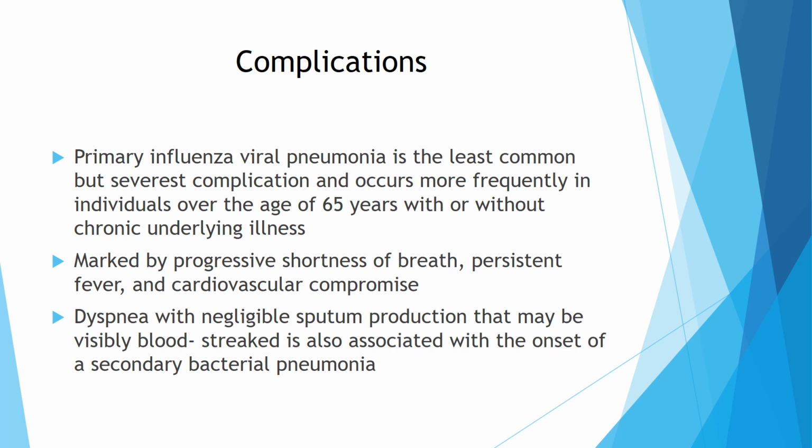Dyspnea and negligible sputum production that may be visibly blood-streaked is also associated with the onset of a secondary bacterial pneumonia. So now please remember that the viral pneumonia is going to come from the flu, because all of those secretions are sitting in the lung, and it's dark and it's wet and it's moist, and it's very good for multiplication. But now we are developing a secondary bacterial pneumonia, and you know what that means.